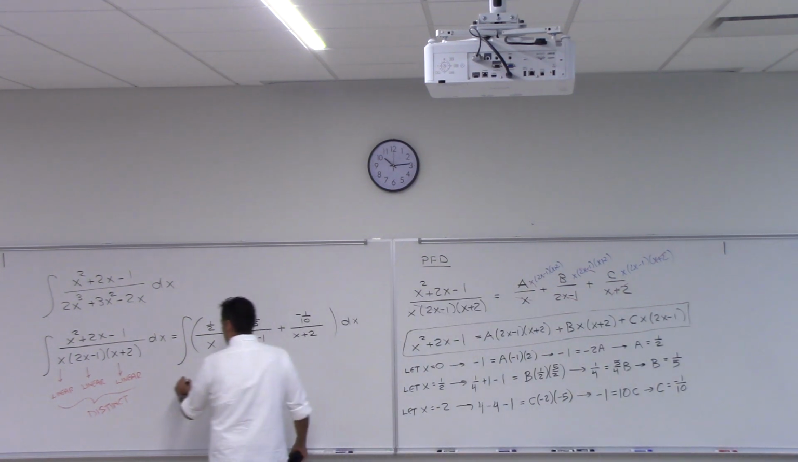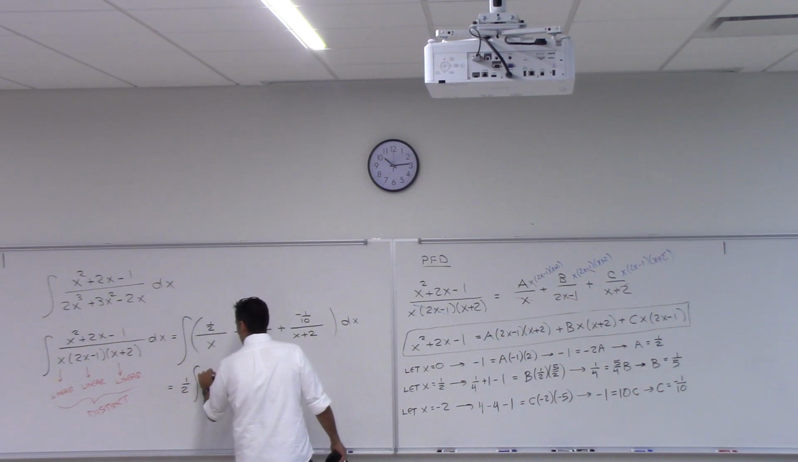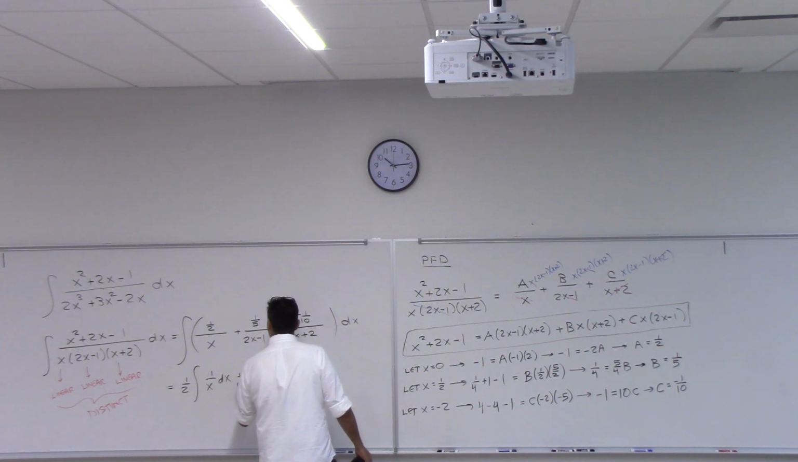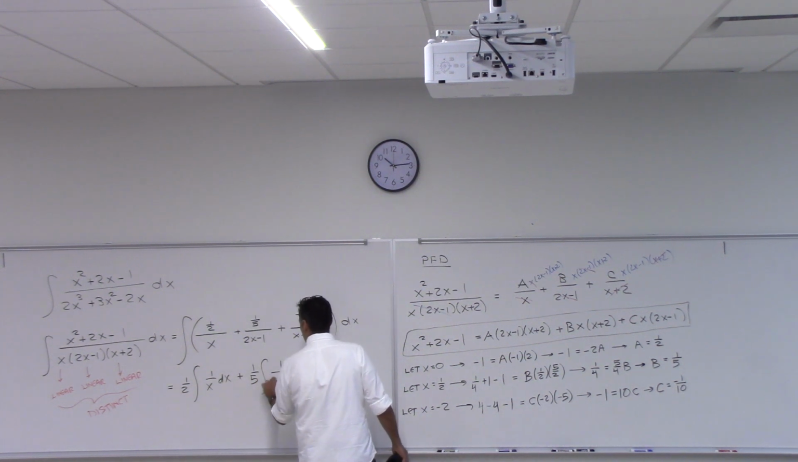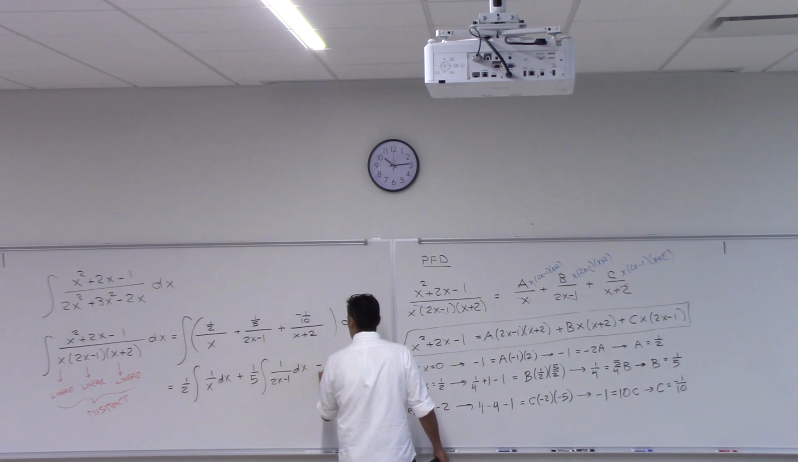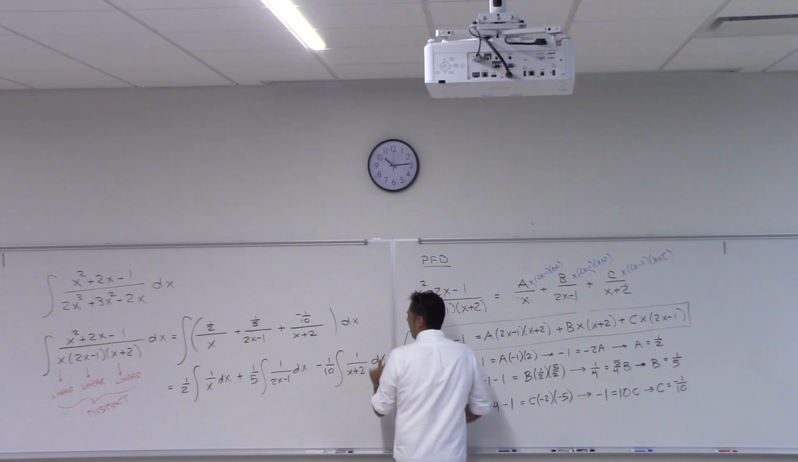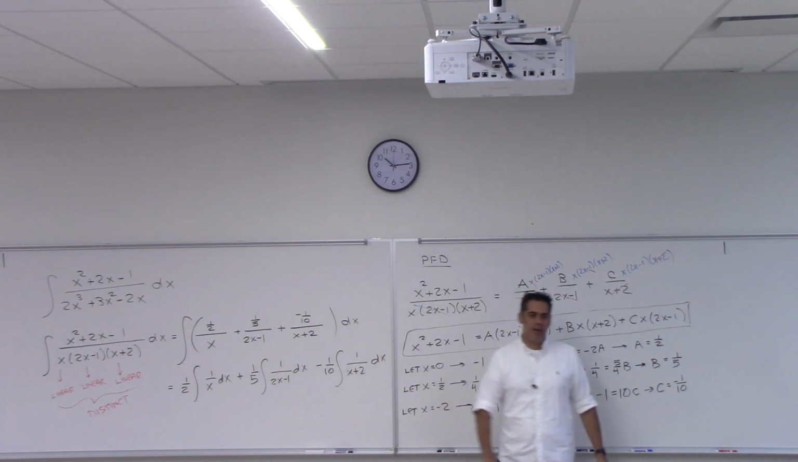So let me go one more step. I'm pulling the 1/2 out. I have 1 over x dx. I'm pulling the 1/5 out, integral 1 over 2x minus 1 dx. I'm pulling the minus 1/10 out, integral 1 over x plus 2 dx. You see, that's what we're really doing. We're breaking into 3 separate integrals.